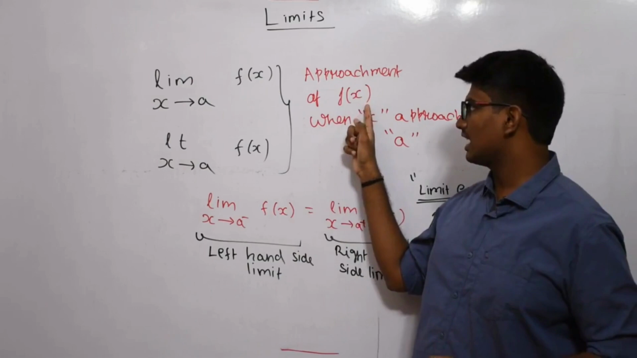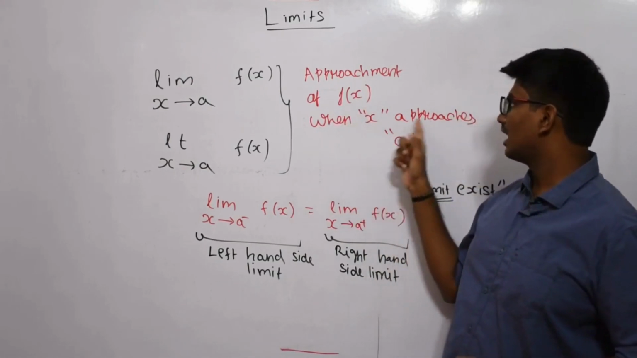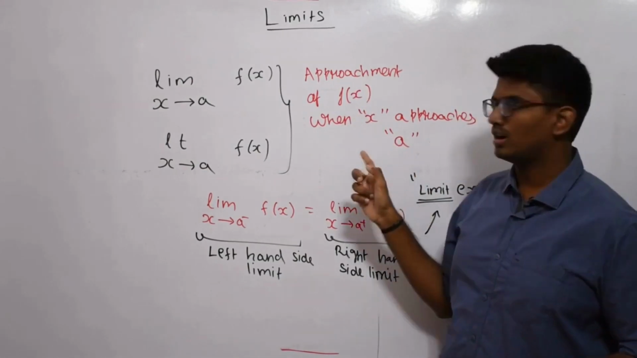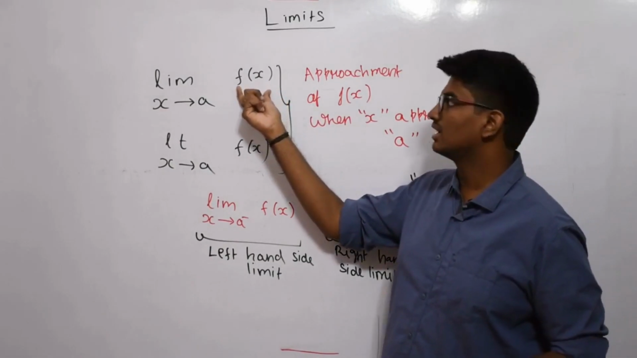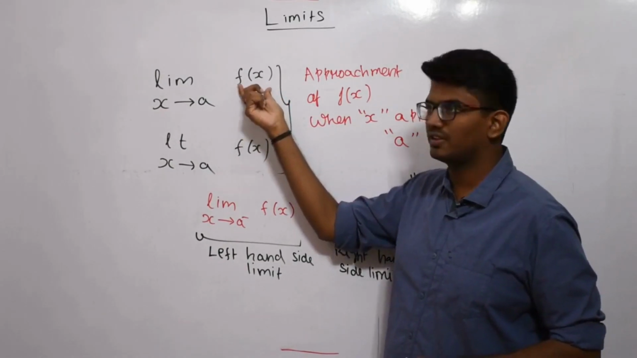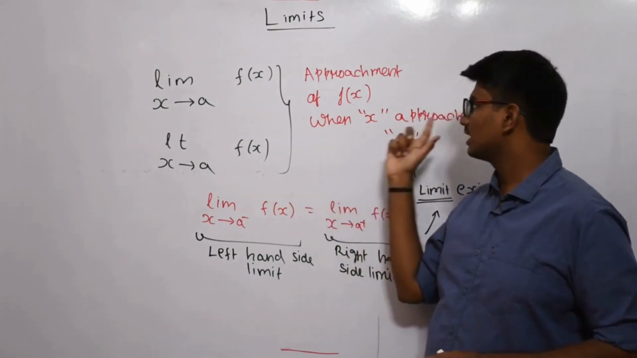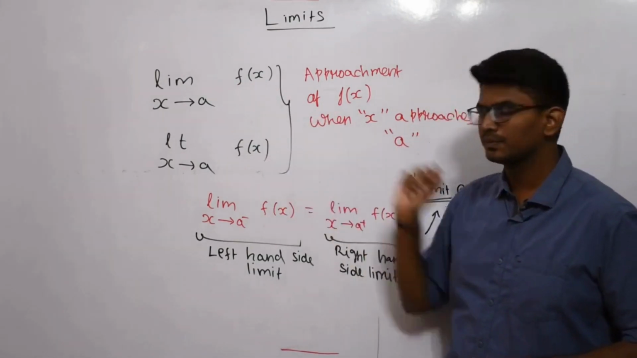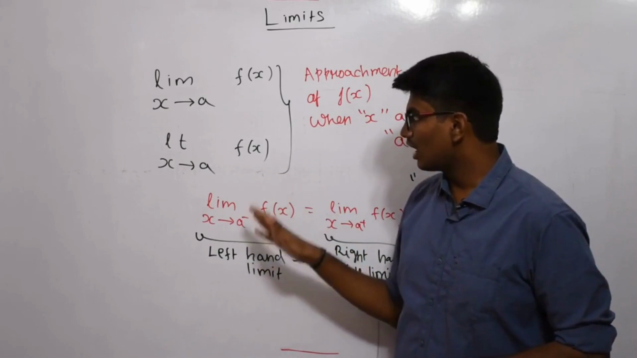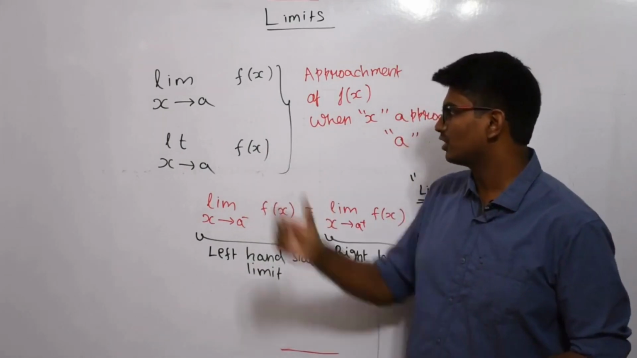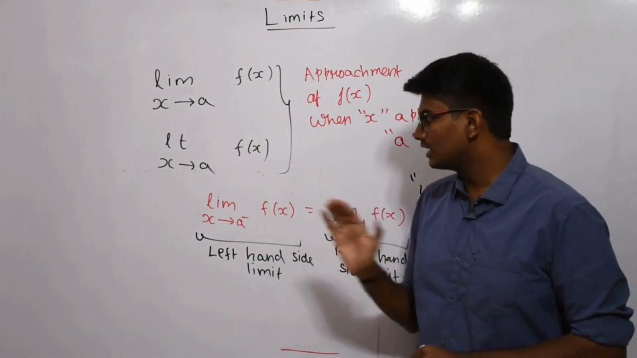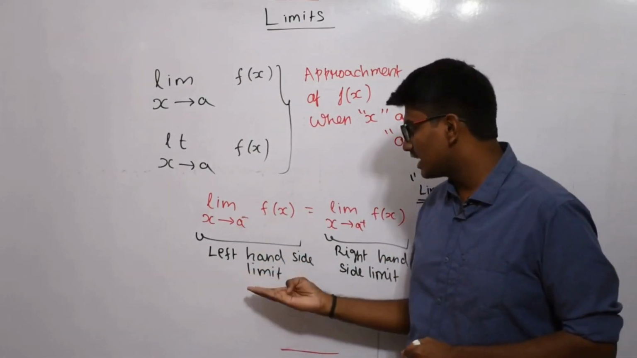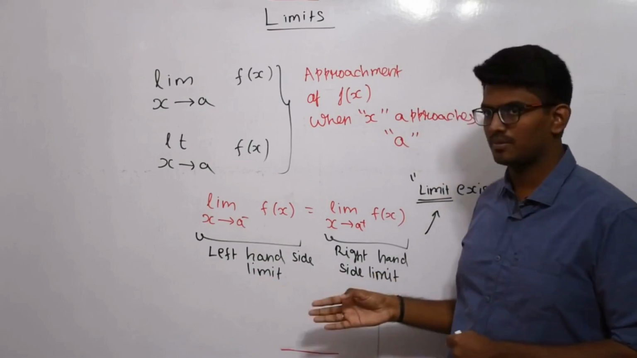Approachment of f of x value when x approaches a. What is the value of f of x we are getting when x is approaching a? That is the meaning. So we can say that the limit exists only if the left hand side limit and the right hand side limit are the same.